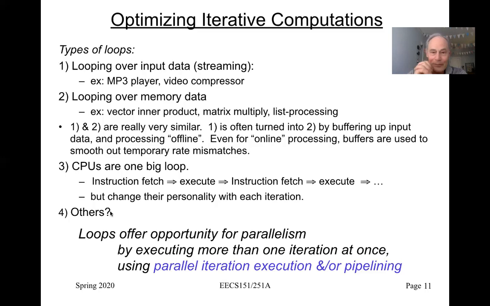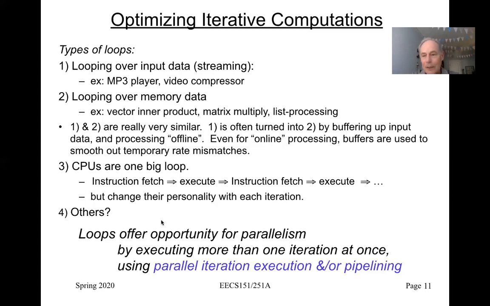The reason I'm spending so much time talking about loops or iterative computation is that loops offer opportunity for parallelism by executing more than one iteration at once. Because we're going to do the loop over and over again, we can think about doing more than one iteration at a time. How do we do that? Well, we can do parallel iteration execution, which we call loop unrolling. We unroll the loop and do more than one iteration at once.